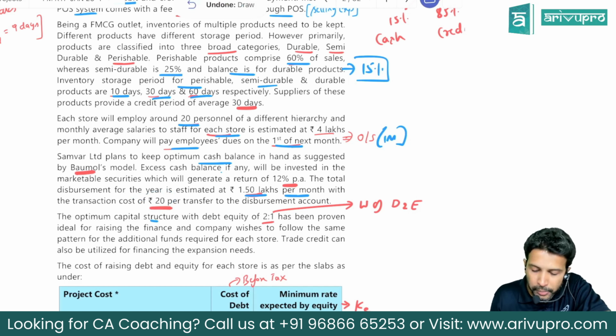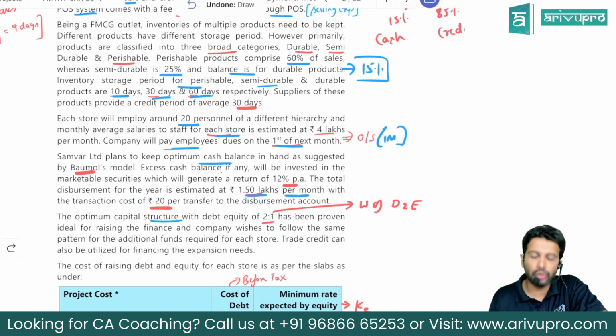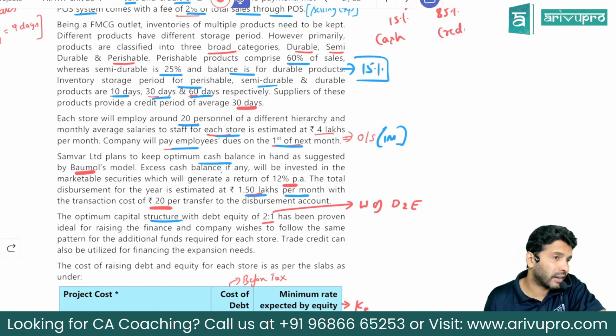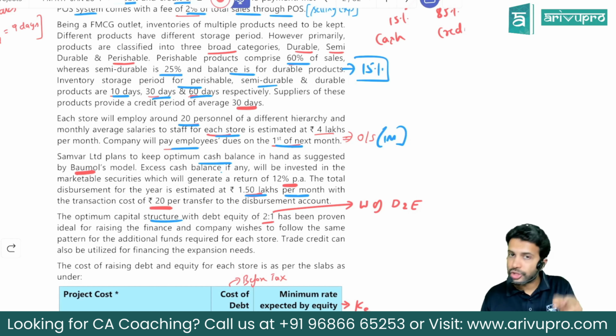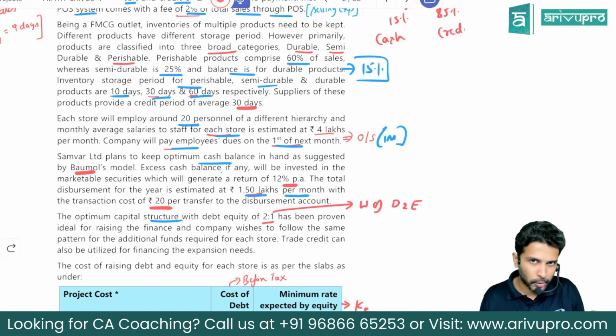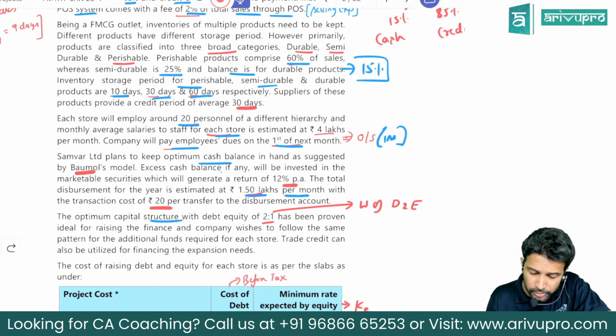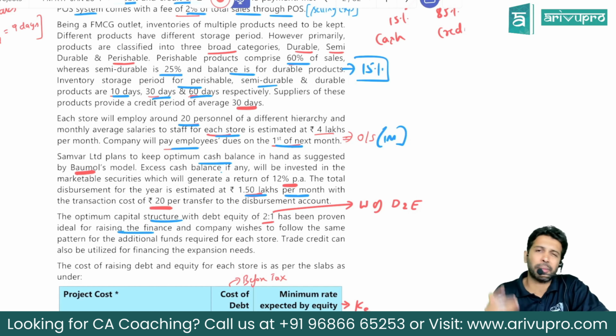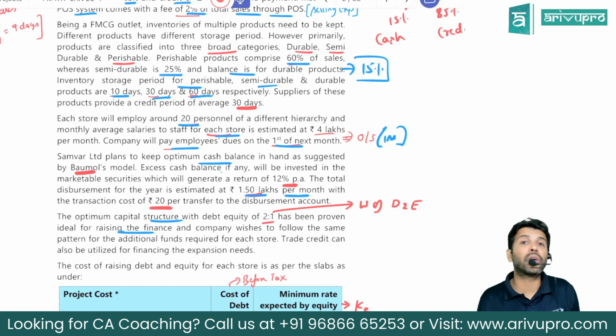Great. The optimal capital structure of debt to equity is 2:1. So what is this? The weight of debt and equity. Debt constitutes 2/3, meaning 66.67%, and equity constitutes 1/3, as in 33.33%, which has been proven ideal for raising the finance. That means, sir, they asked you to find out KO.